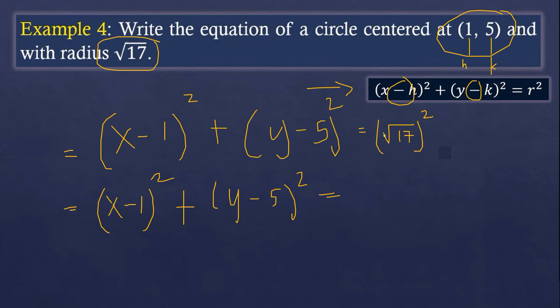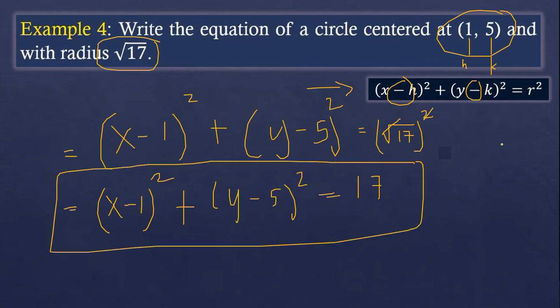And then since we have the square root here, and that's the rule when it comes to mathematics, if you have an exponent and a radical sign, we need to cancel. Then the answer here is 17. So that is x minus 1 squared plus the quantity of y minus 5 squared is equal to 17. Final answer.